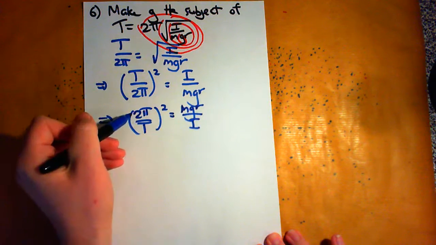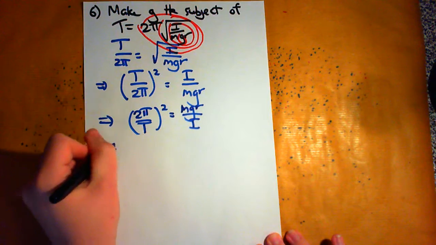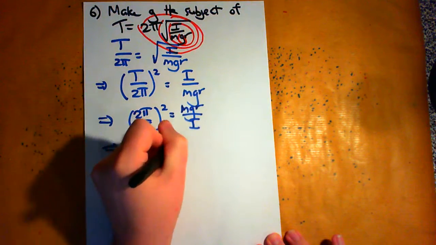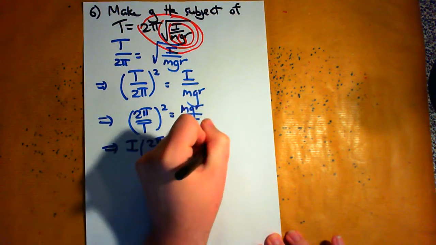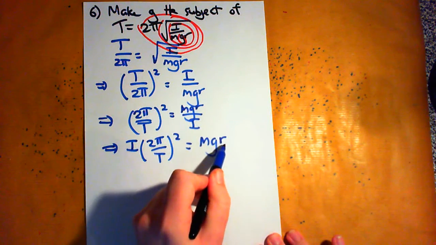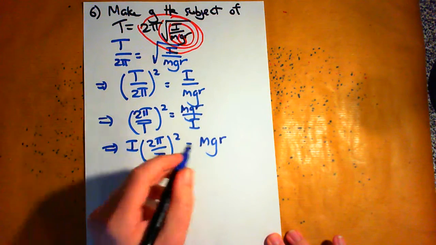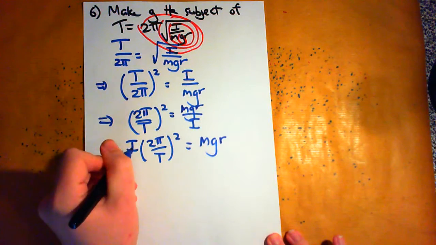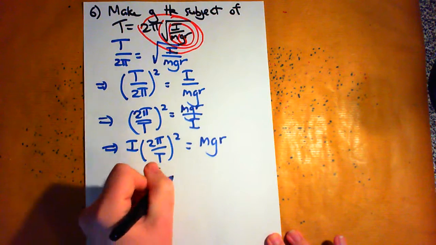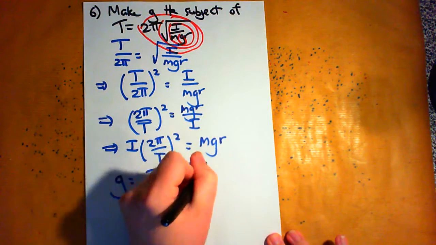Now let's bring the l over to the other side. It's dividing on this side, so it's going to multiply on this side. So we get l times 2 pi over T squared equals mgr. So we've got g times m and r on this side. We can divide by m and divide by r to get g on its own. So g on its own is going to be l, we're dividing by m times r, multiplied by this bracket squared, so 2 pi over T squared.